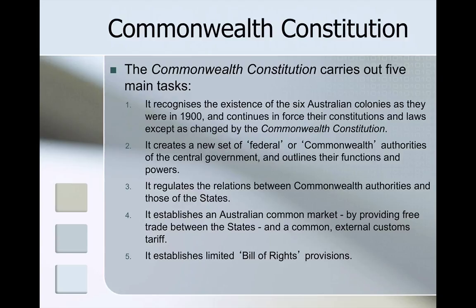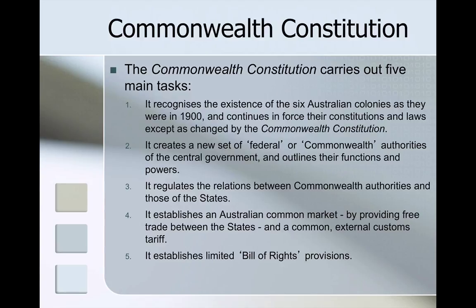The third thing that it did was to regulate the relations between the Commonwealth authorities and those of the states. And the main way it did this was by basically dividing power between the Commonwealth and the states. In section 51 of the Commonwealth Constitution, you find a long list of topics that the Commonwealth government is able to make laws about. And basically the rest, if it's not in that list, have been left to the states. And there are a few other sort of mechanisms that the Commonwealth Constitution set out in terms of regulating the relationships between the Commonwealth government and the various different state governments.